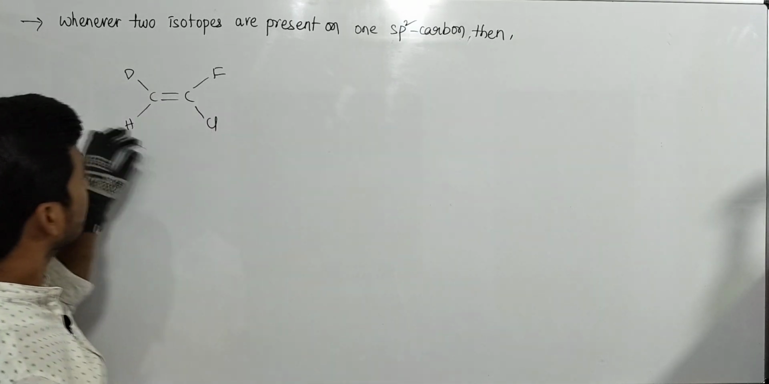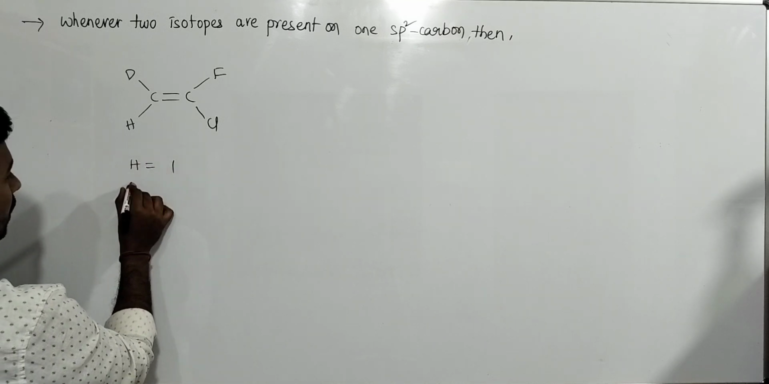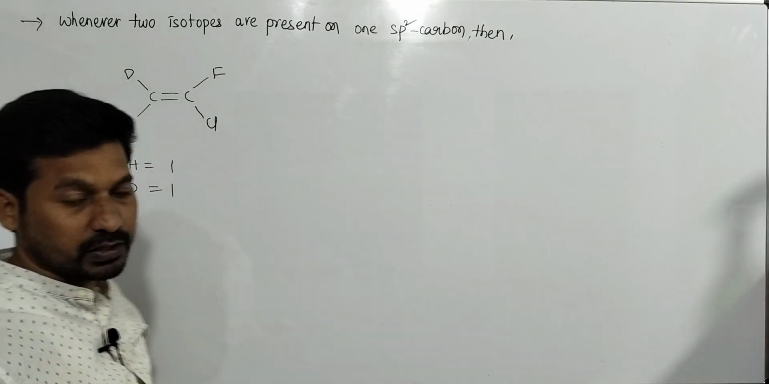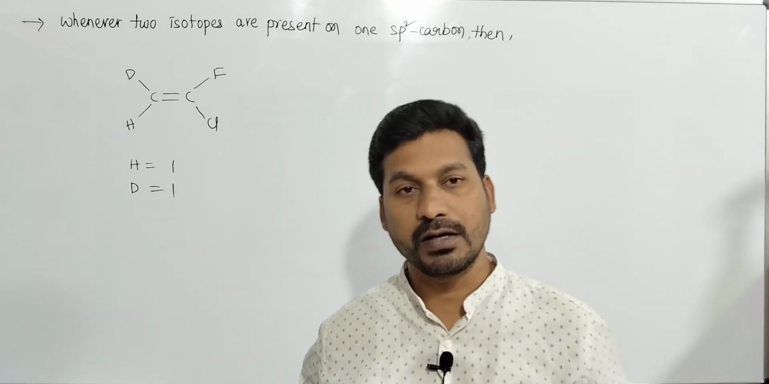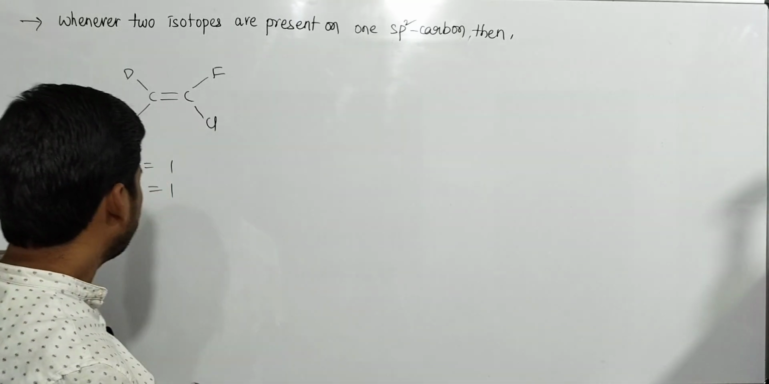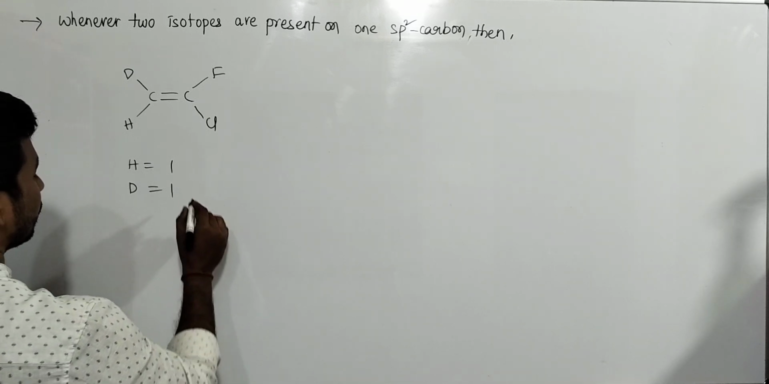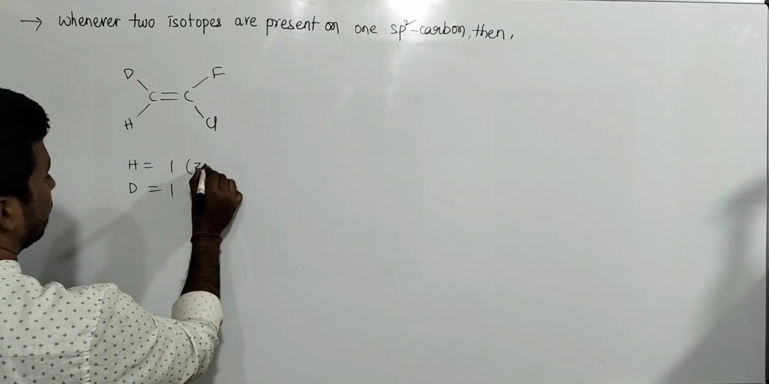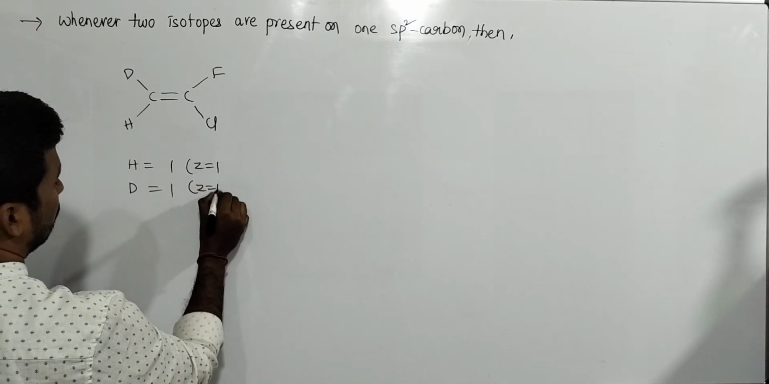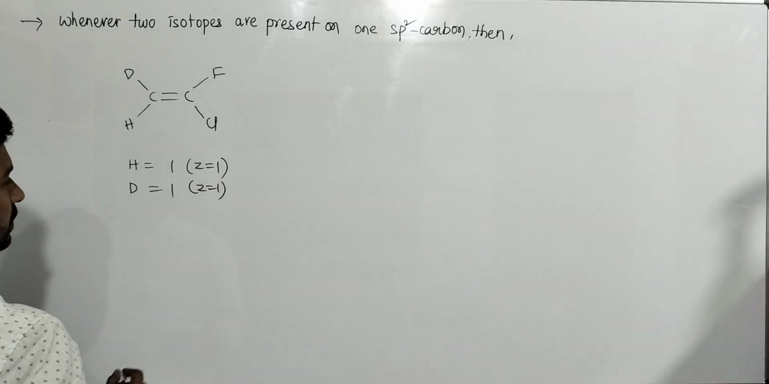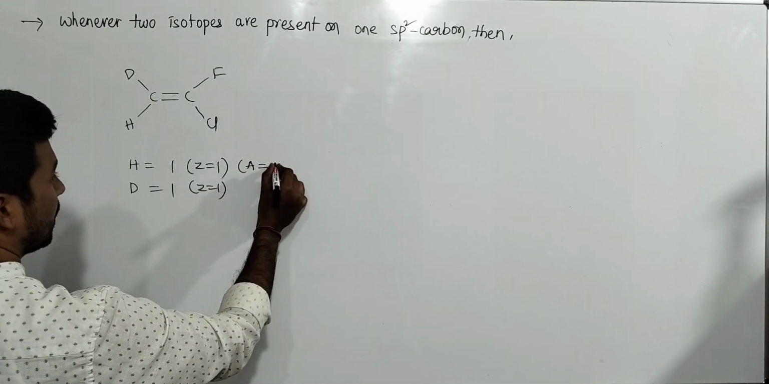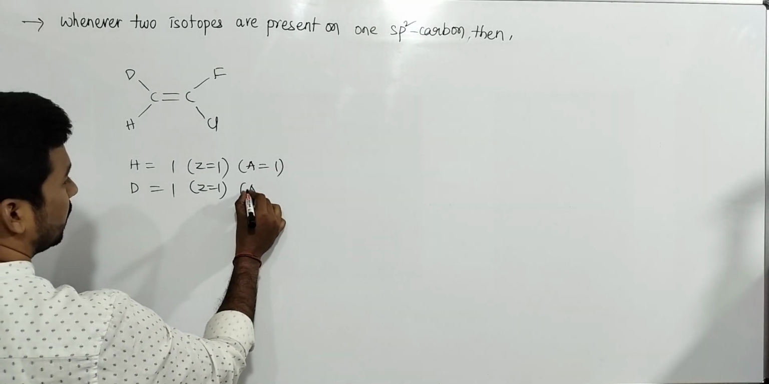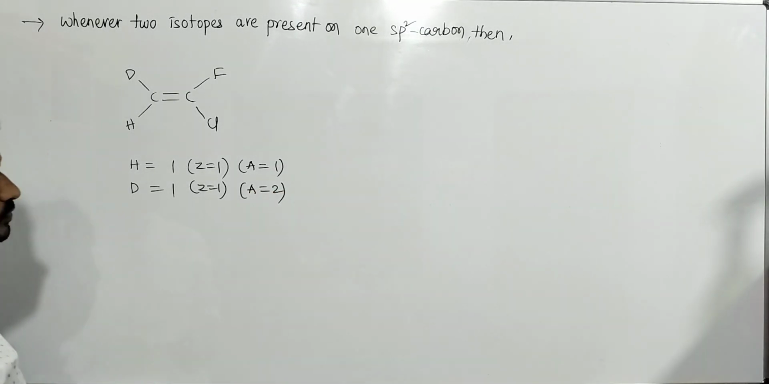How will you select? So what is the atomic number of hydrogen? The atomic number of hydrogen is 1. The atomic number of deuterium is also 1, because both are atoms of the hydrogen element. But the atomic mass A is different. For protium the atomic mass is 1, for deuterium the atomic mass is 2.